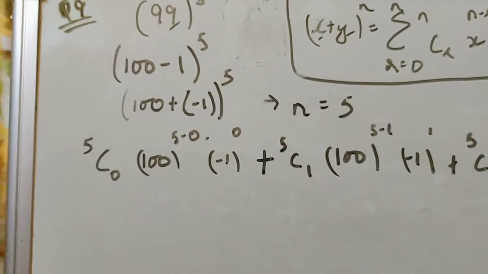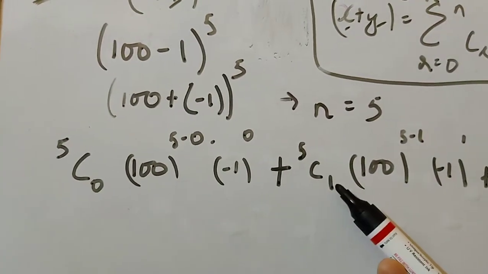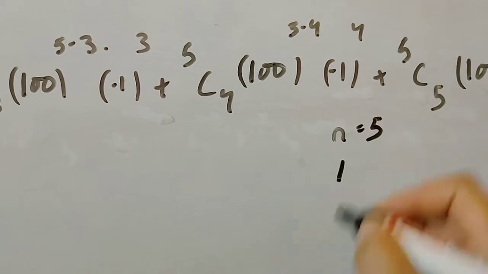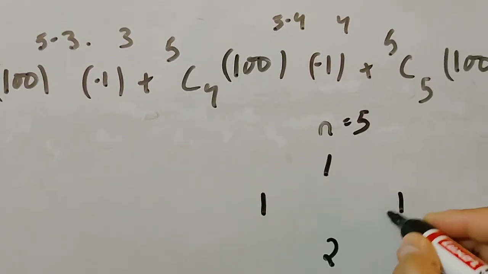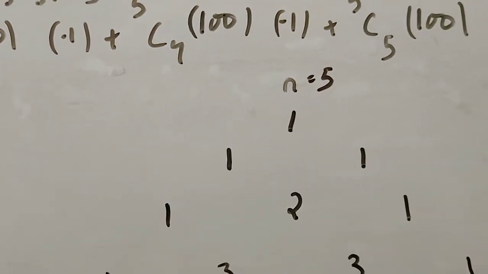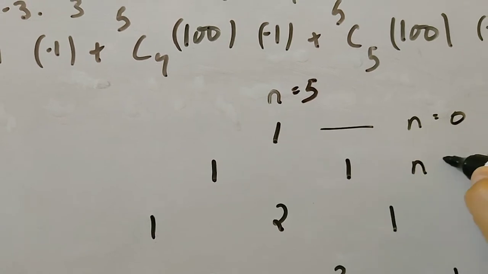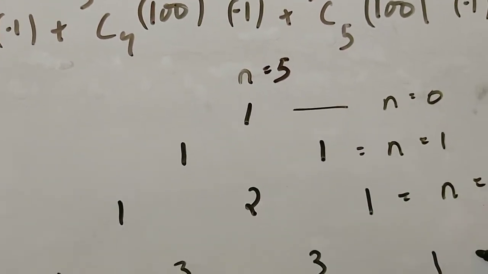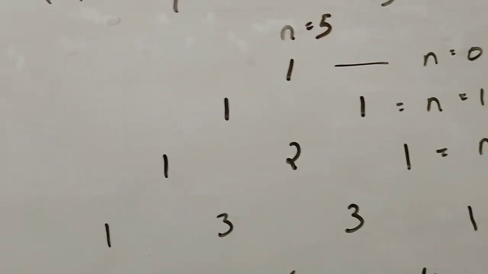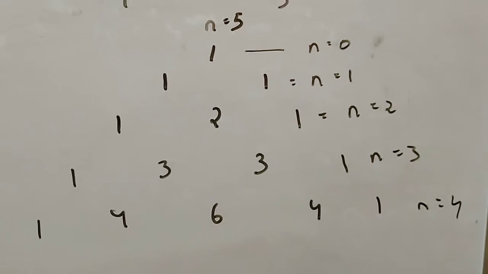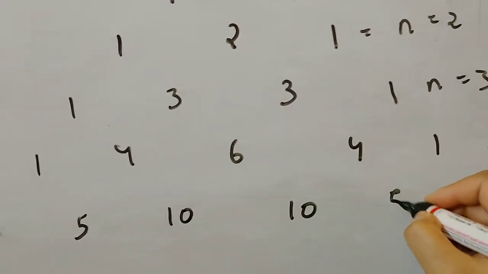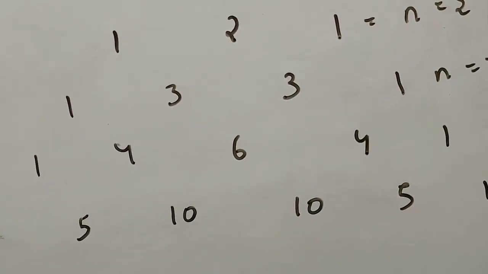Now using Pascal's triangle, I can find out all these values, that is for n equal to 5. First one is 1. Next, add this to get 1, 1. Then 1, 2, 1. Then 1, 3, 3, 1. The first row is for n equal to 0, second for n equal to 1, then n equal to 2, n equal to 3. Then this is 1, 4, 6, 4, 1, for n equal to 4. I need till n equal to 5. So 1, 5, 10, 10, 5, 1. So this is for n equal to 5.